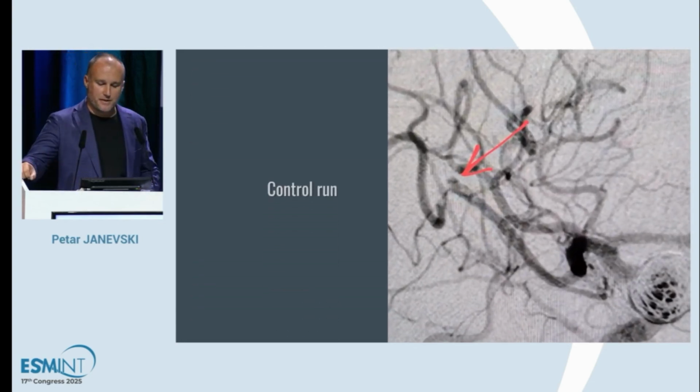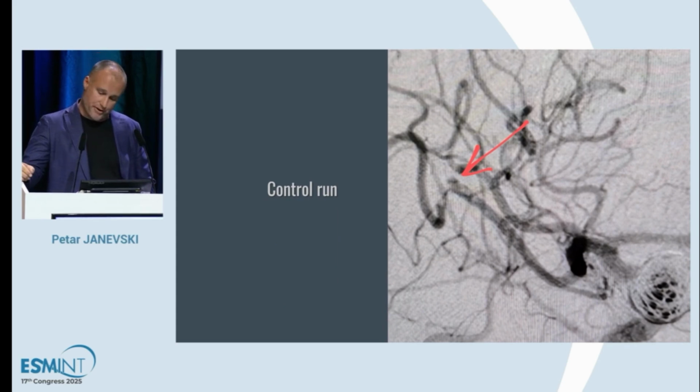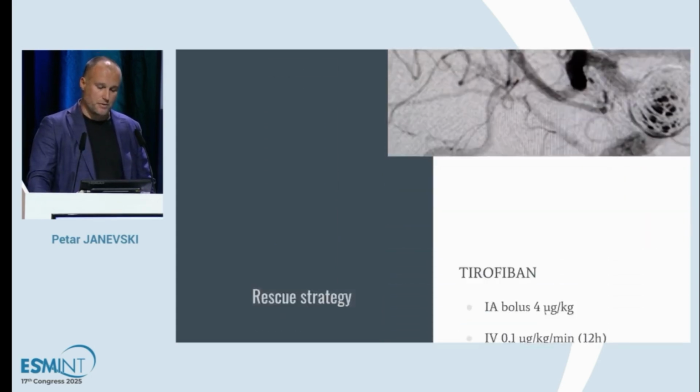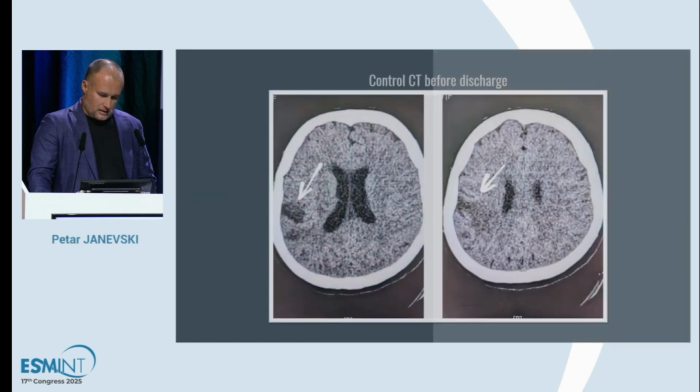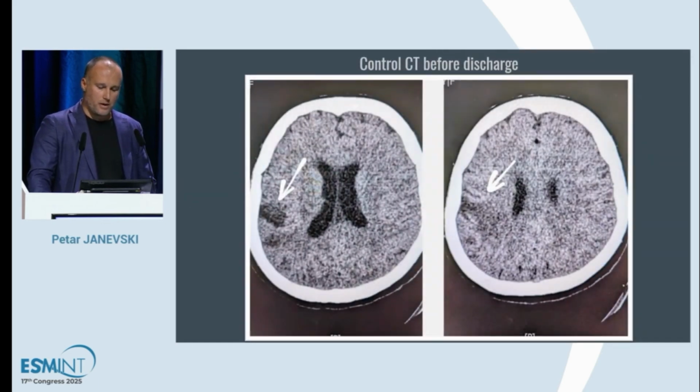As you can see, there's a filling defect in the M3 segment of the MCA. So we stopped our coiling procedure here, and we continued with our rescue strategy, which was a tirofiban intravenous bolus, and then in the next 12 hours, intravenous tirofiban. The patient recovered well. She had no neurological deficits, and after 2 weeks, this is the control CT. As you see, small cortical infarction, but everything was okay with the patient.